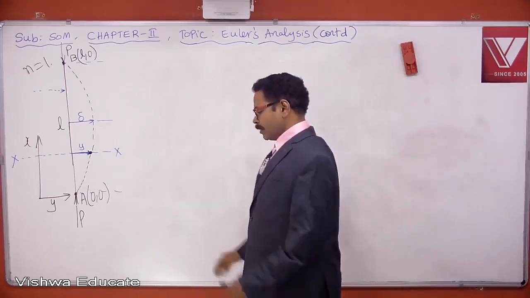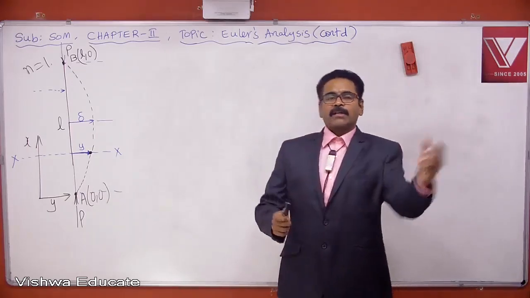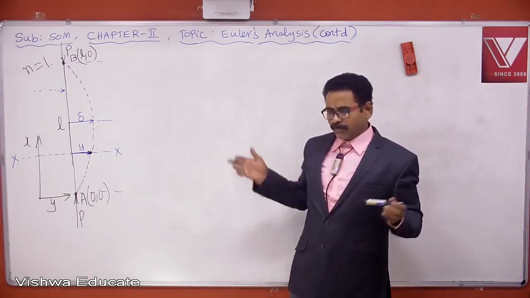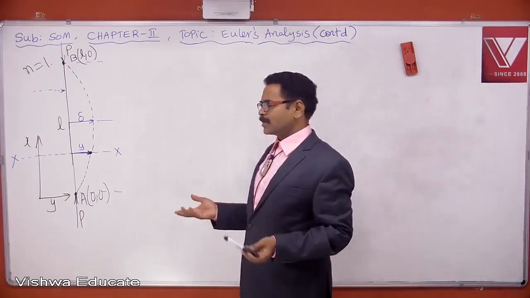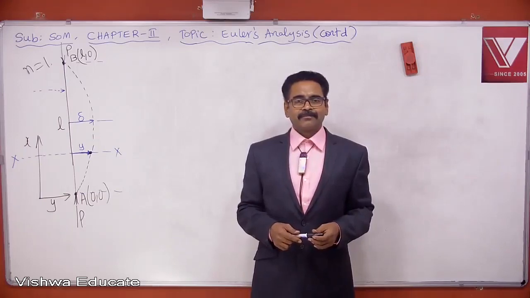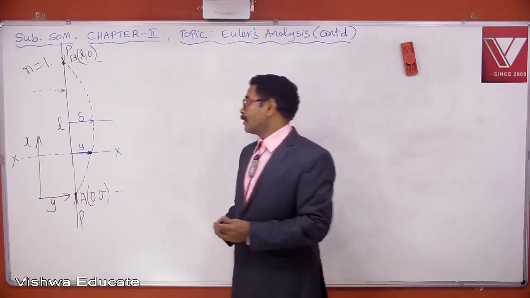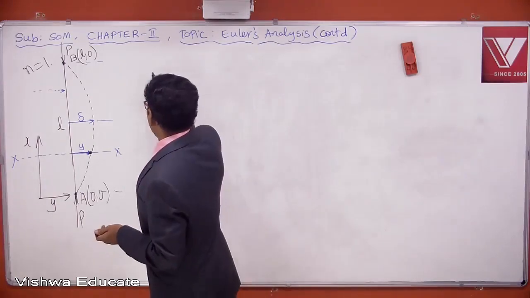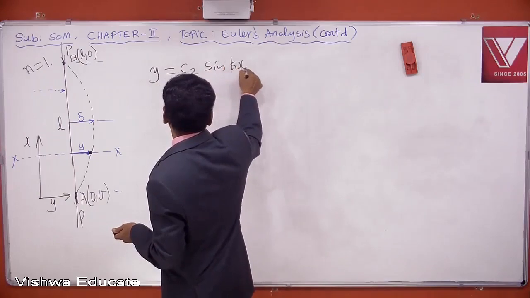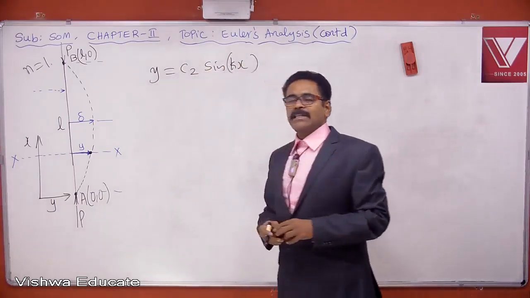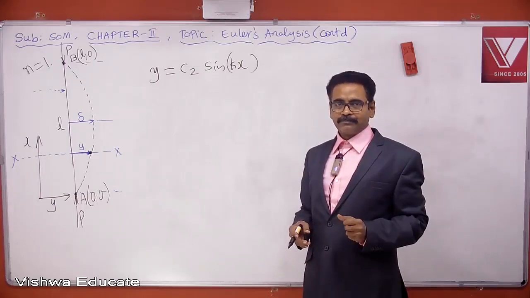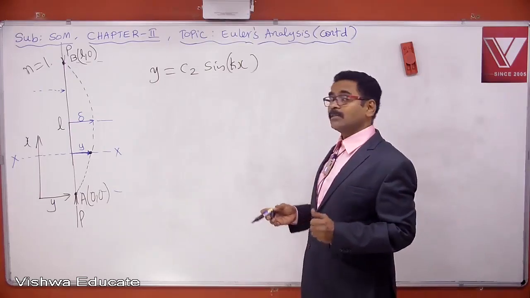Okay. We derived the formula for Euler's critical load, but still I don't know what C2 is. In our derivation, we found C1 is equal to 0. Let us try to find C2. So I'm going back to my derivation. y is equal to C2 into sin kx. Still I don't know what C2 is. We have to find C2.